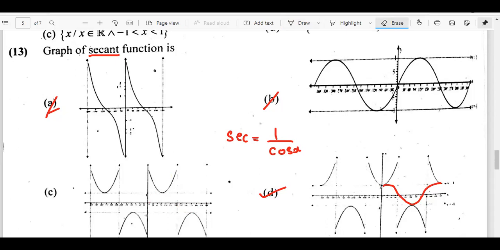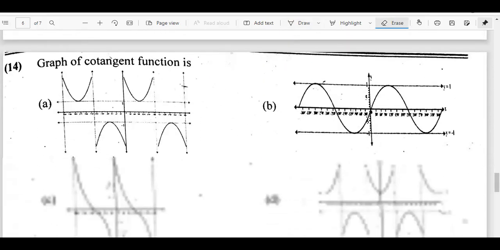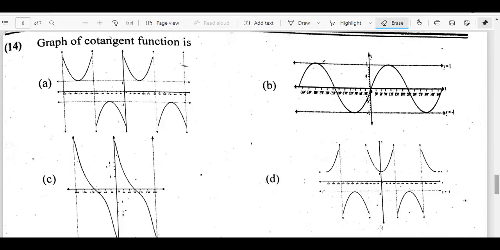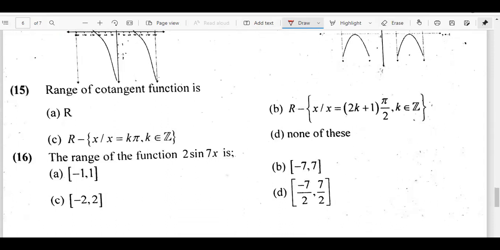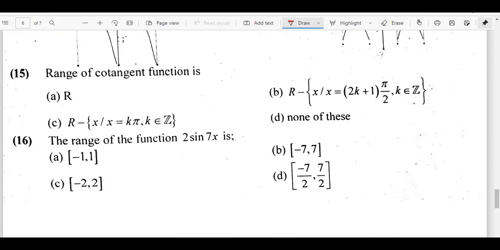So yes, did you understand this? Yes, ma'am. Okay, perfect. Let's talk about the graph of cotangent now. So what do you think? That's very simple. C option. Perfect. If we talk about the range of cotangent function, so what do you think? Range of cotangent, it would be all real numbers. Okay, very well done. Excellent. So it would be A.